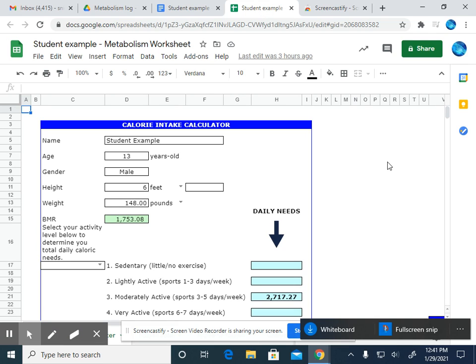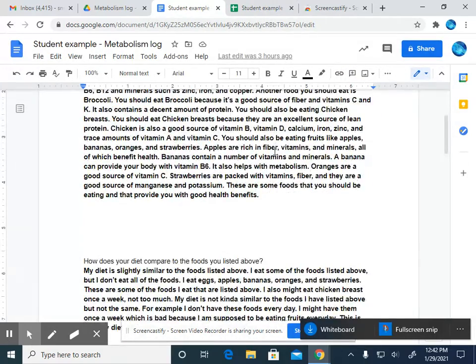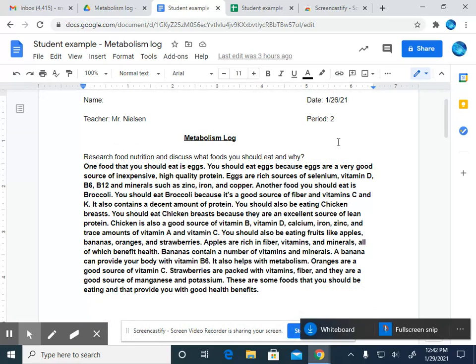Okay, so I just want to go over what a good metabolism assignment looked like. So here's a student example. The first thing you were to do, if you're doing this assignment correctly, was to make sure that your metabolism log, the first question, was answered. So you researched some food nutrition and you discussed what foods you should eat and why.